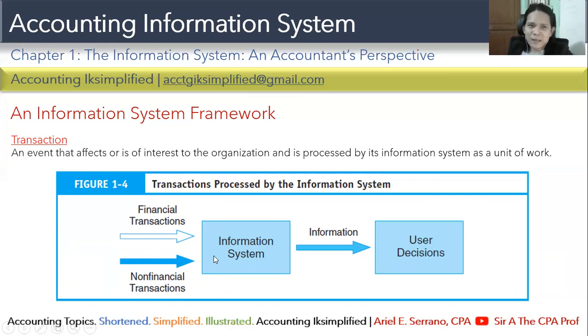Because, please take note, although we are talking of accounting information system na subject, but we are talking of an information system framework. Okay? And the information system does not necessarily apply to accounting only. So that dito it can process financial and non-financial transactions. And the information system converts these transactions into information para magamit ng mga users for decision making. And this is the objective of financial reporting, di ba? If you go back to your basic financial accounting subject, what is the objective, di ba? To assist in the decision making.